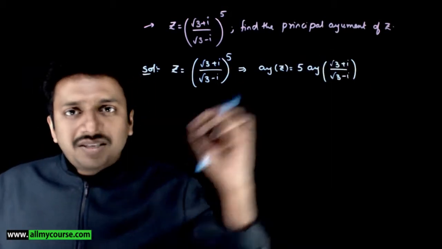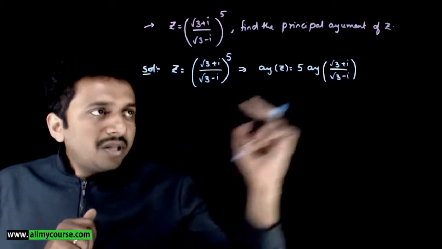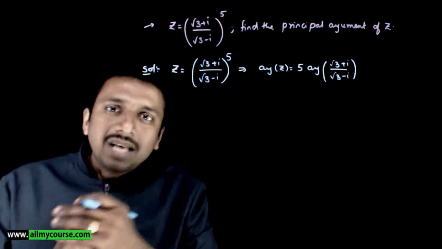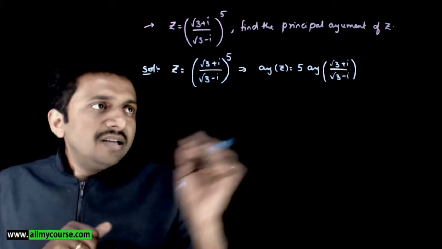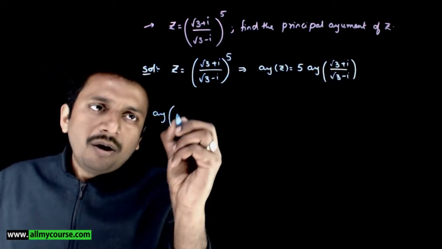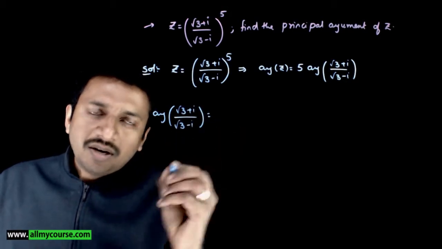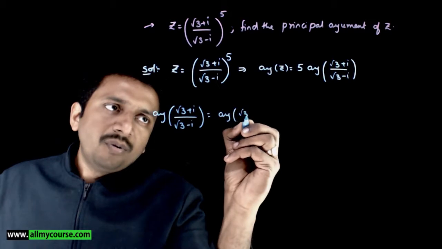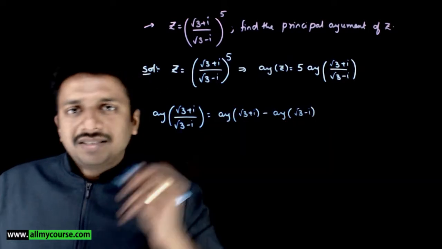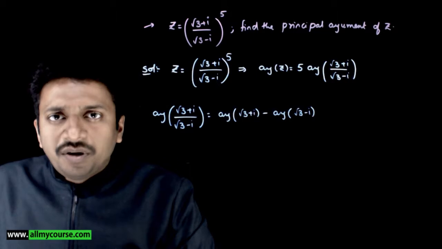Now, this complex number is of the form z1 by z2. We know that argument of z1 by z2 is argument of z1 minus argument of z2, right? So argument of root 3 plus i by root 3 minus i is equal to argument of root 3 plus i minus argument of root 3 minus i.